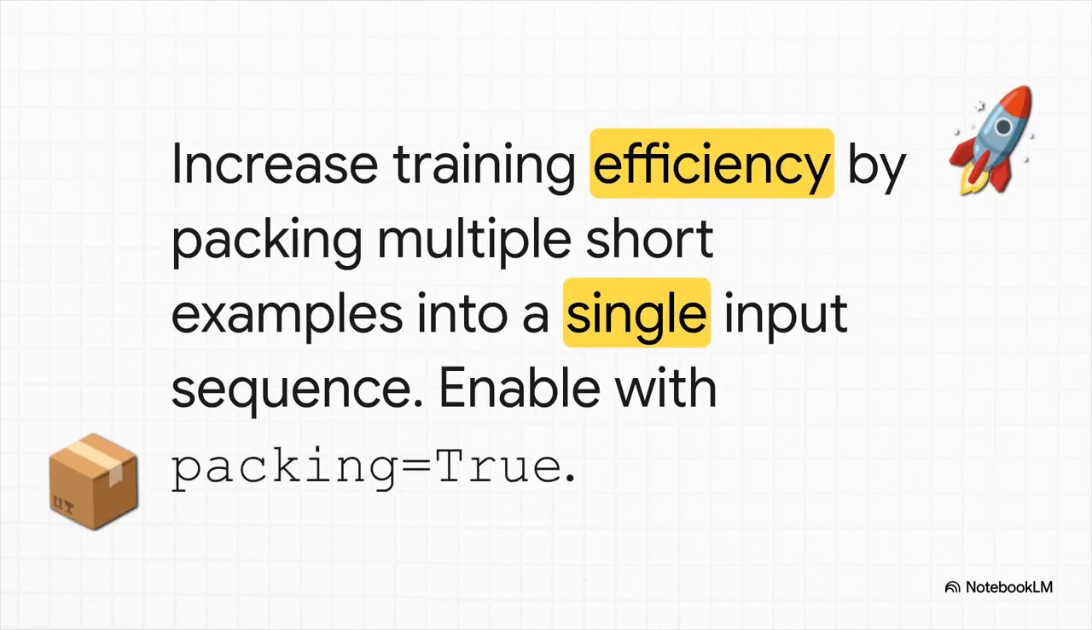Next up, example packing. Okay, so imagine your data set has tons of short examples, like quick questions and answers. Training on them one by one is super inefficient because you're not using the model's full attention span. So, by setting packing equal true, the trainer intelligently crams a bunch of those short examples together into one long sequence. This makes way better use of the hardware and can dramatically speed up your training.